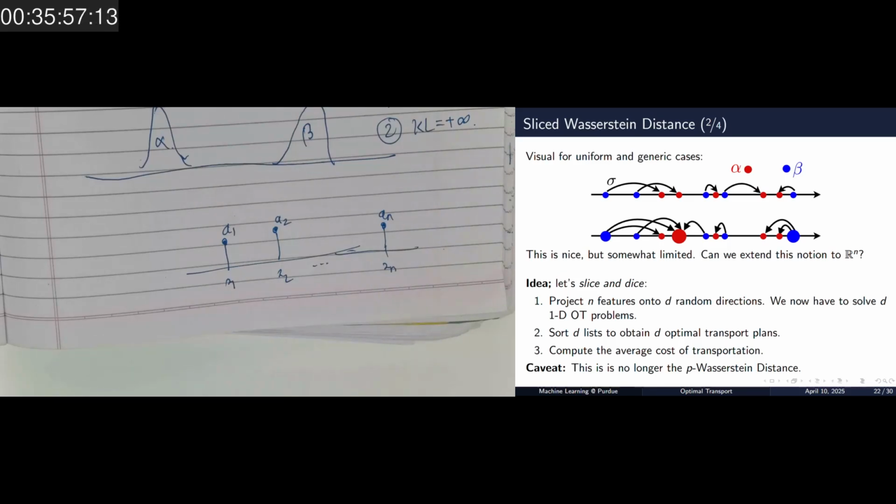The major caveat is that the distance that we have obtained is no longer the P-Wasserstein distance. It still satisfies the properties of a distance in a metric space. However, the geometry that is induced by the P-Wasserstein distance is different from the geometry that is induced by the sliced Wasserstein distance.